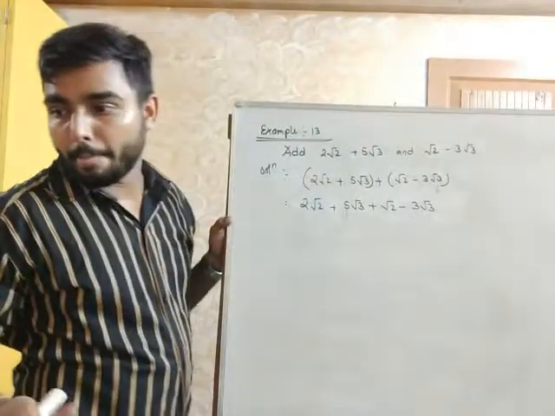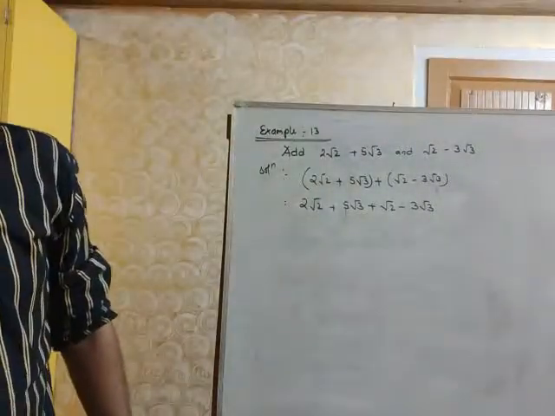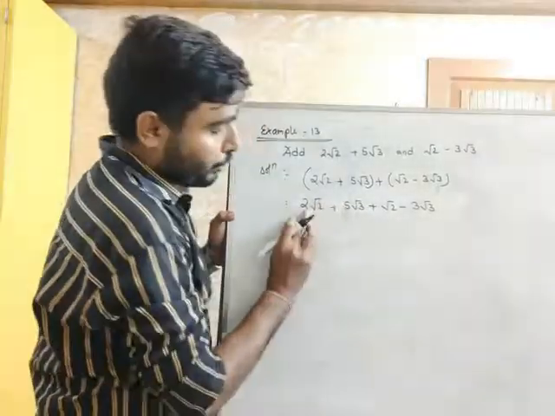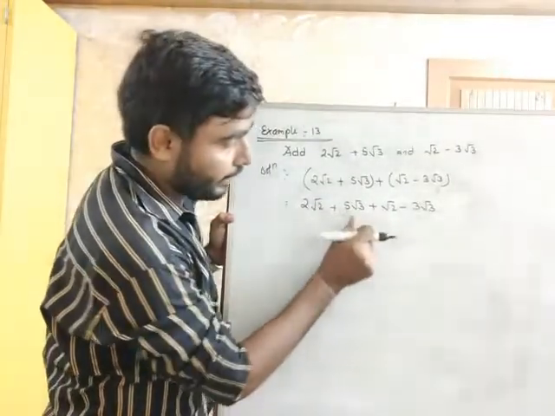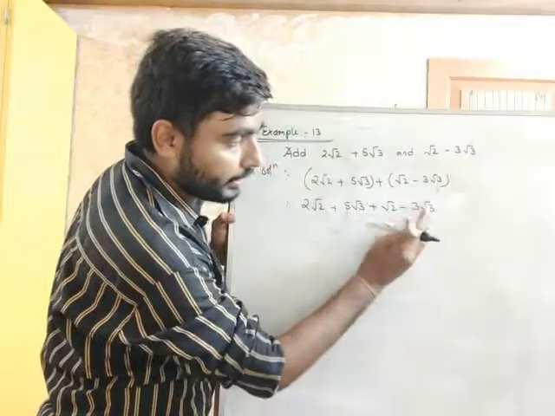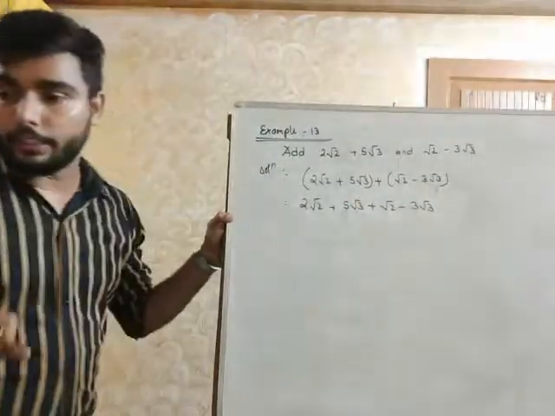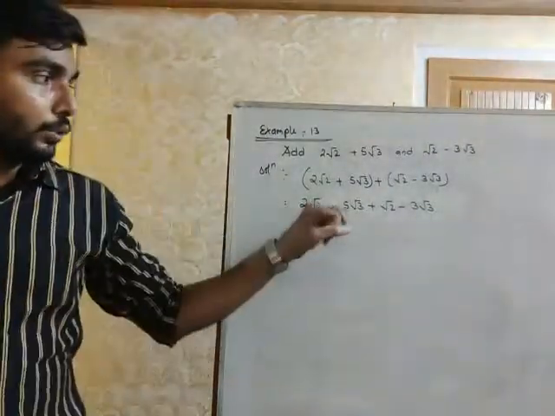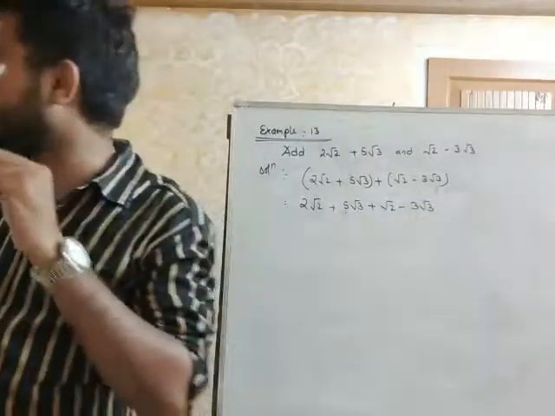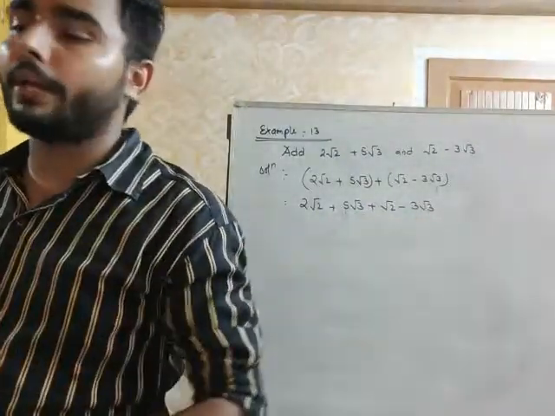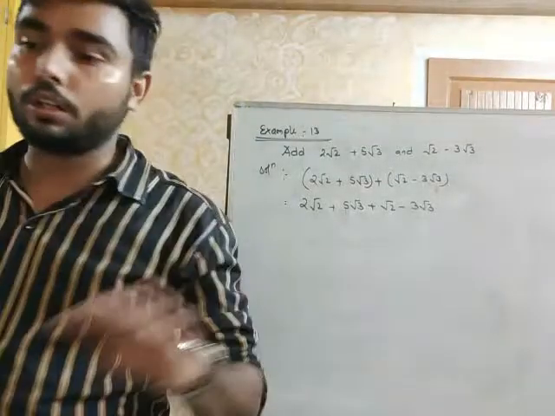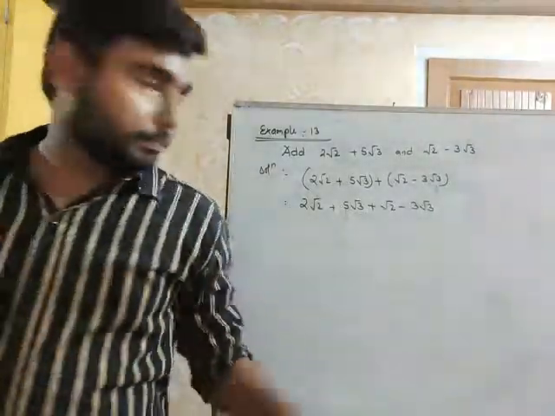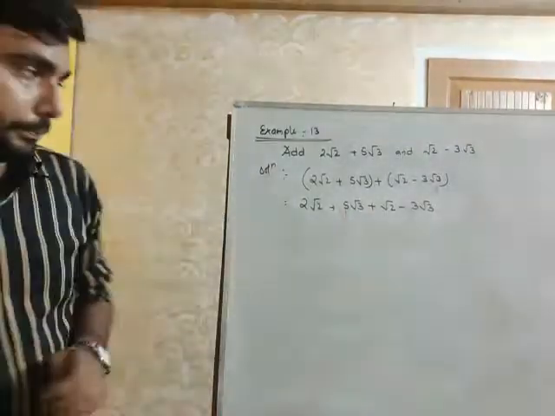So here you all can see, so this root 2 will be added with this root 2, and 5 root 3 will be subtracted with 3 root 3. Okay, because 2 root 2 and root 2 are like terms, and 5 root 3 and 3 root 3 are like terms. You can only add the like terms, or you can only subtract the like terms, but this restriction will not be seen in case of multiplication. Okay, remember.